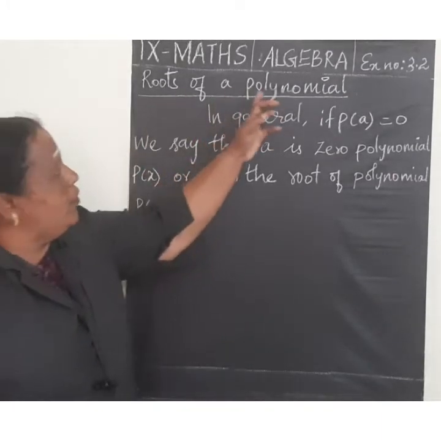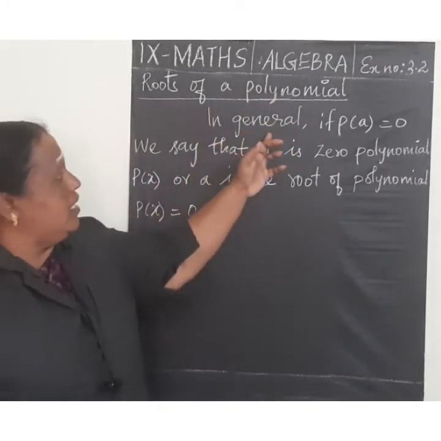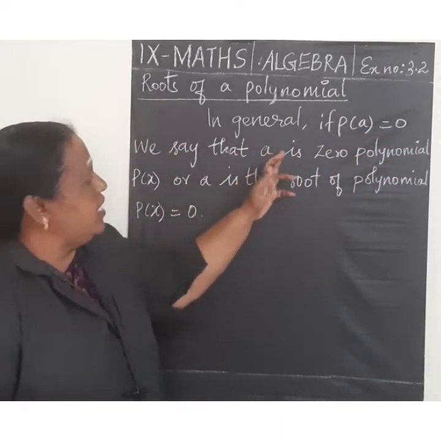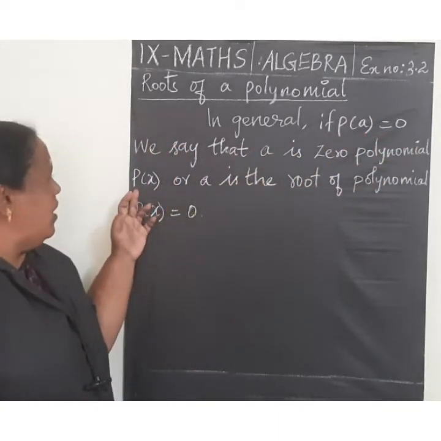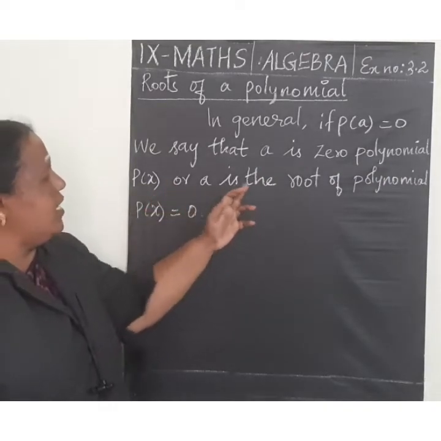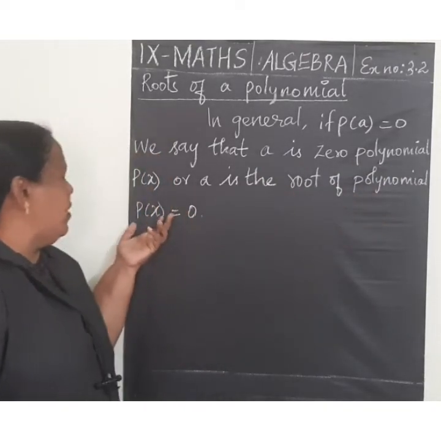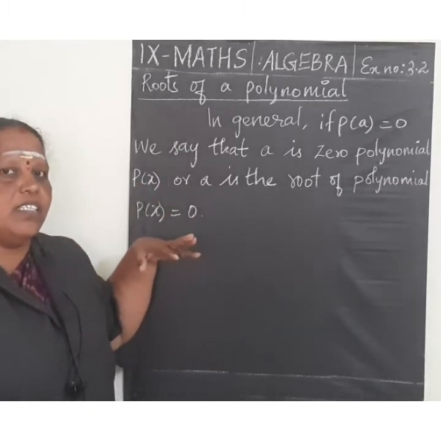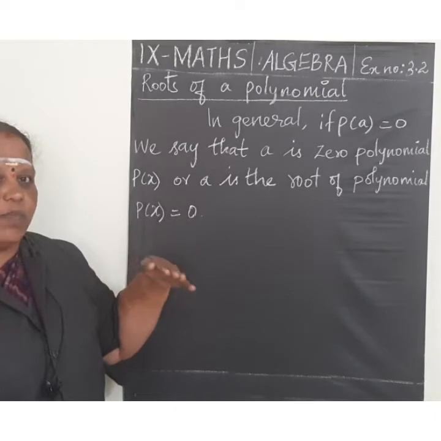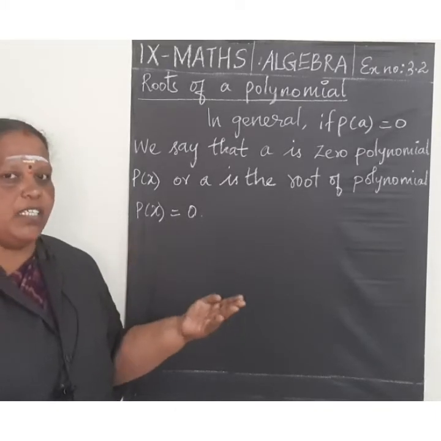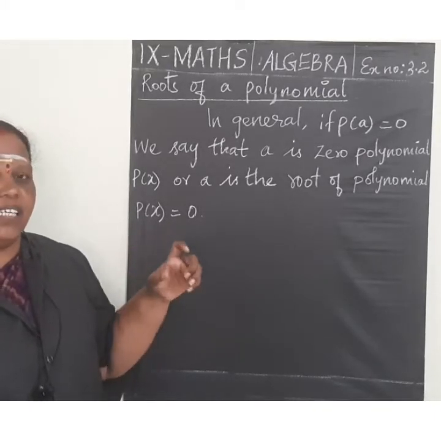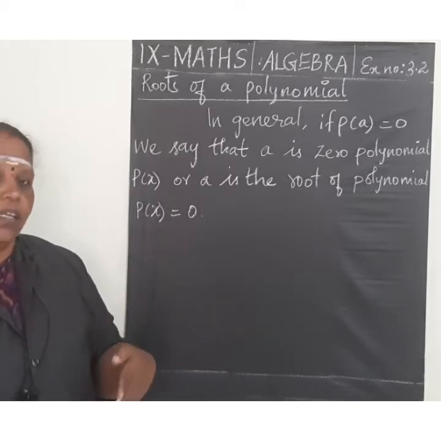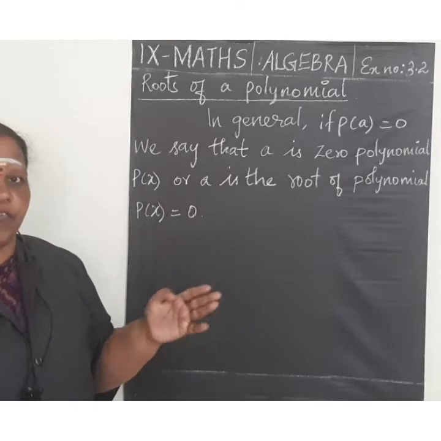Next, roots of a polynomial. In general, if p of a is equal to 0, we say that a is the 0 of the polynomial, or a is the root of the polynomial p of x is equal to 0. So the zeros of a polynomial: when we substitute a value in the place of x and get 0, for example if we take the value 2 and get 0, we'll say that 2 is the 0 of the polynomial.